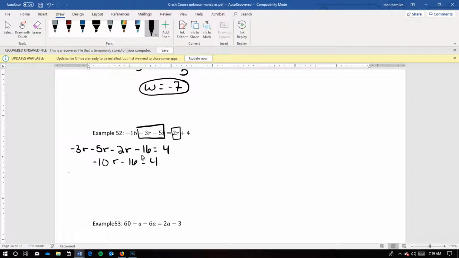The 16 is subtracting the r, so I have to add it to both sides. Last step is because it's multiplying the r, I'm going to divide the negative 10, and r equals a negative 2.